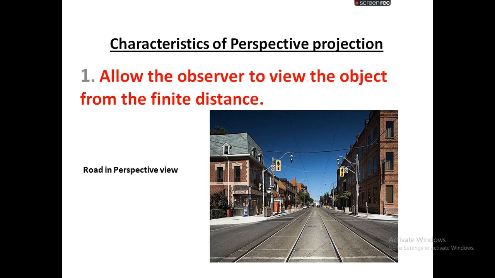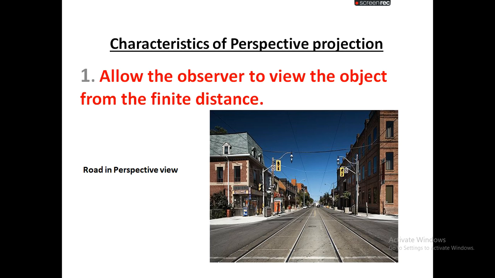Now we'll see the characteristics of perspective projection. The first characteristic is that it allows the observer to view the object from a finite distance. Only when the object is at a certain distance can we transfer that object description onto the projection plane.